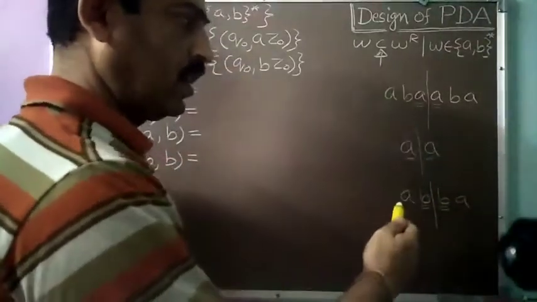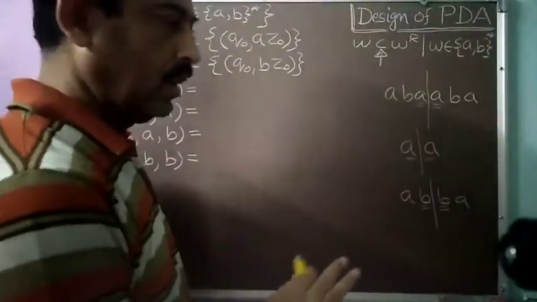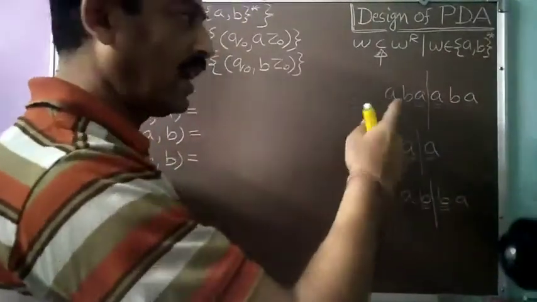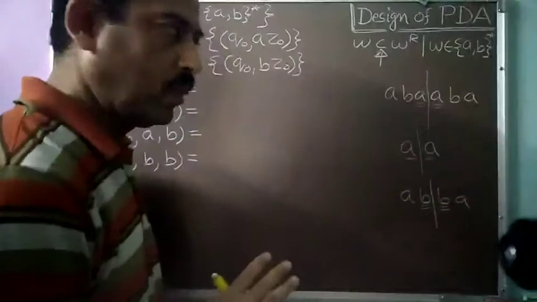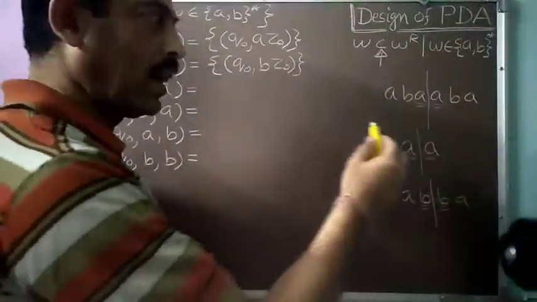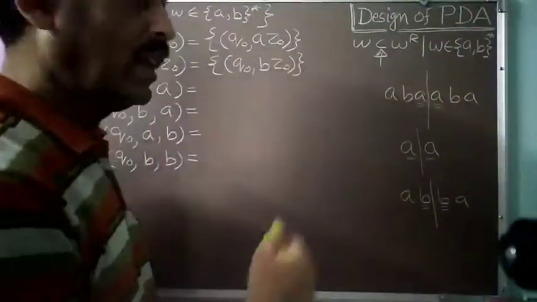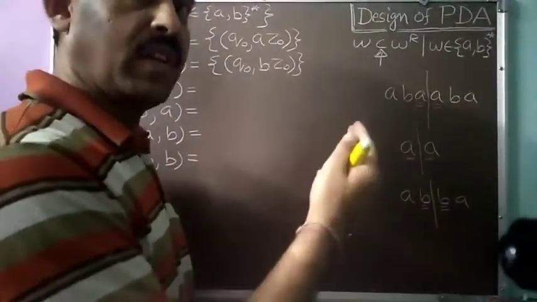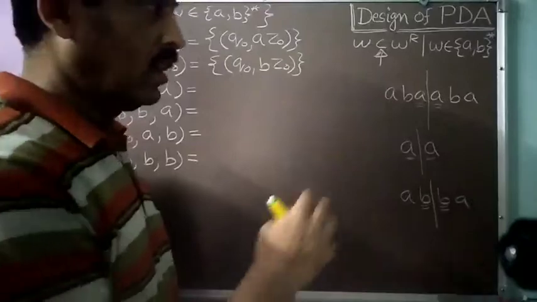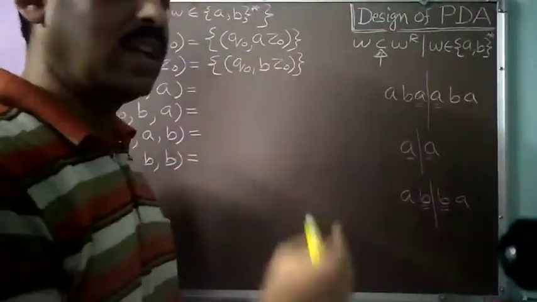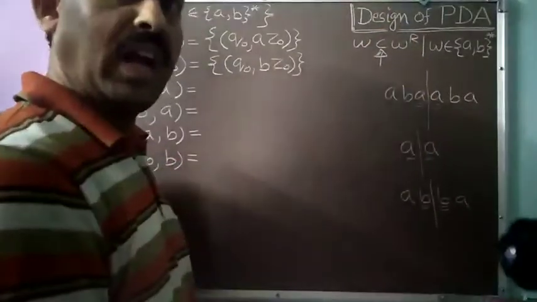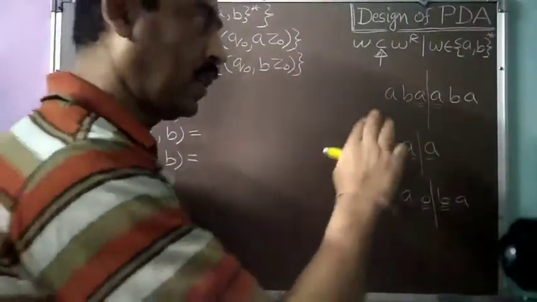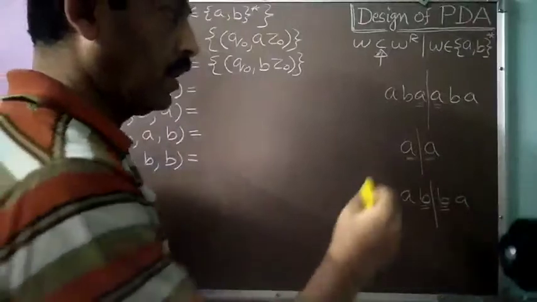So wherever our W is ending, we can observe that the last symbol read will be the same symbol as the current one. So wherever the same symbol is occurring, there is a possibility that our W may end and WR may start. So in such a situation, we have to start matching. But it is not necessary.